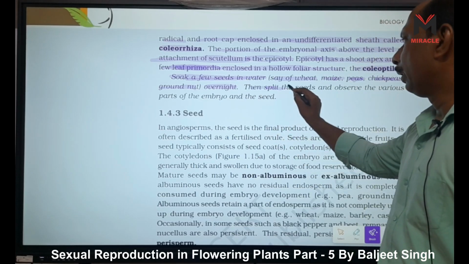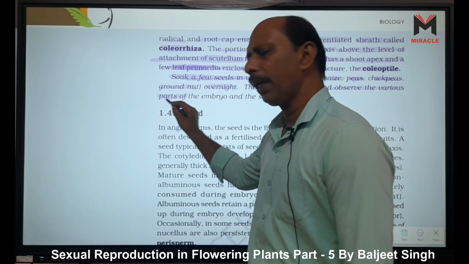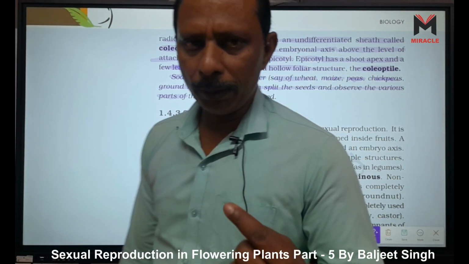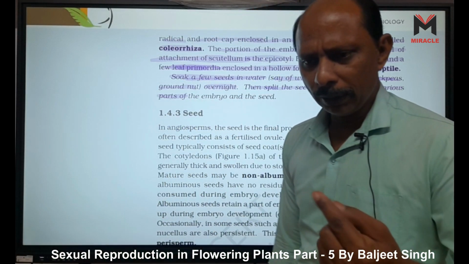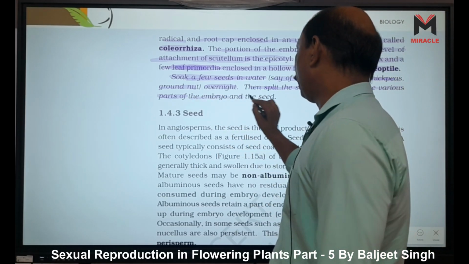Then in the morning, split the seed and observe the various parts of the embryo. We can see this one, right? The first germinating part is not the plumule, it is the radicle. So first the radicle is developed, and then after that the plumule is developed, right? Of the embryo and the seeds.